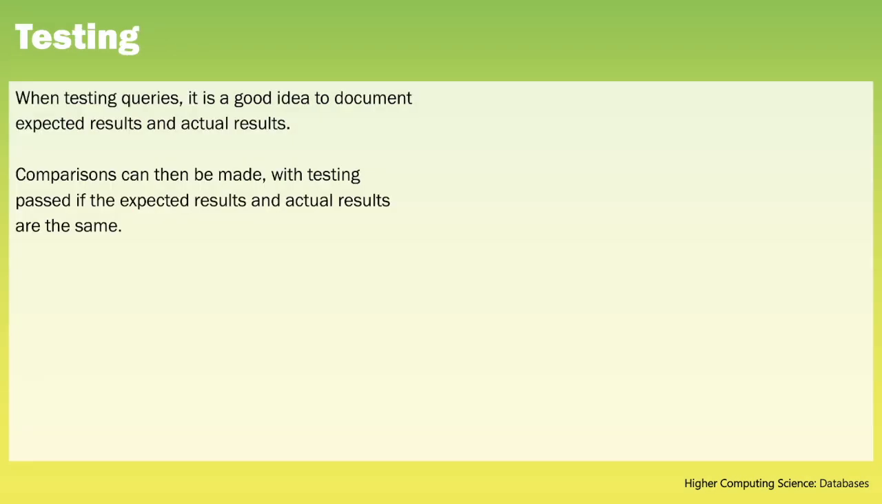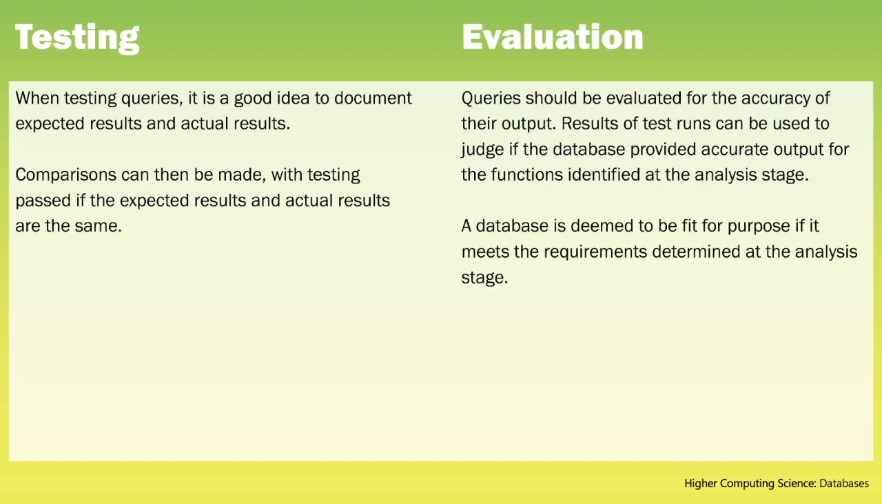When testing queries, it is a good idea to document expected results and actual results. Comparisons can then be made, with testing passed if the expected result and actual results are the same. Queries should be evaluated for the accuracy of their output. Results of test runs can be used to judge if the database provides accurate output for the functions identified at the analysis stage. A database is deemed to be fit for purpose if it meets the requirements determined at the analysis stage.